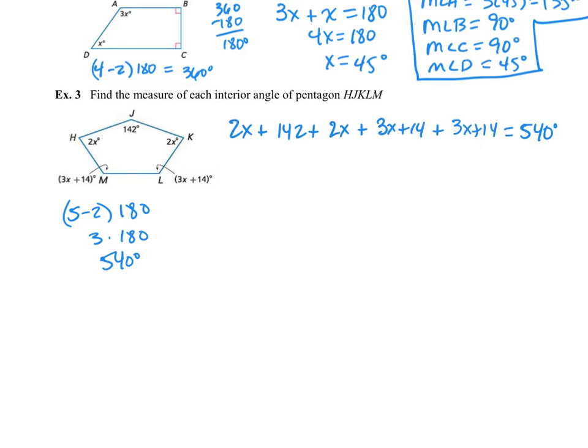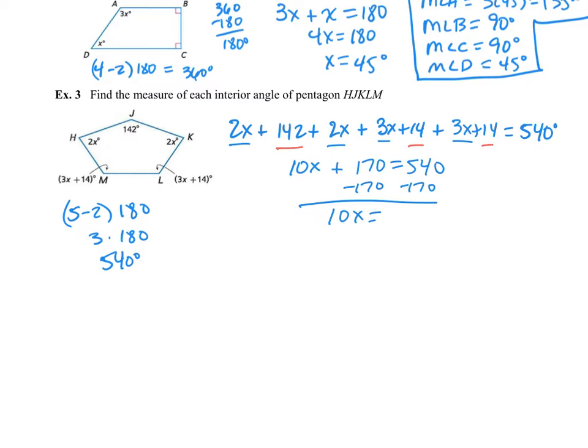All right, so now it's just algebra. We need to gather up our like terms. If we add up all the x terms, that's going to total 10x. And then when we add up our constant terms, 142 plus 14 plus 14 totals 170. So 10x plus 170 is equal to 540. And so now we'll just solve this for x. So you get 10x is 370, so x is 37.